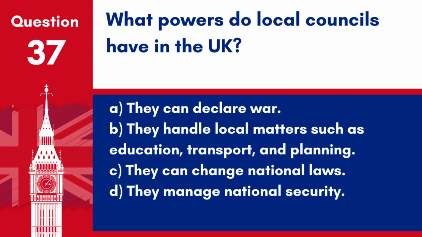Question 37. What powers do local councils have in the UK? A. They can declare war. B. They handle local matters such as education, transport and planning. C. They can change national laws. D. They manage national security.